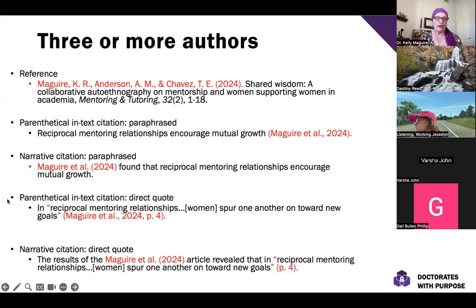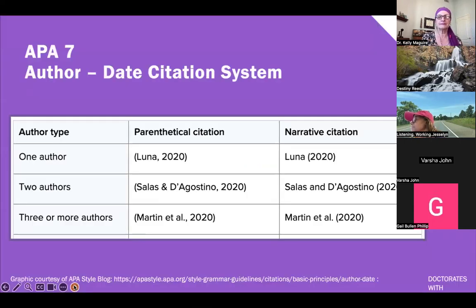And if I wanted to do it in narrative format, I could say the results of the McGuire et al. 2024 article revealed that in, and here's my direct quote again. So I opened it with quotes, close it with quotes, and all you need is the page number at the end because you already worked the author and year, you embedded that into your sentence. And remember, your period goes on the outside, so that ends the sentence.